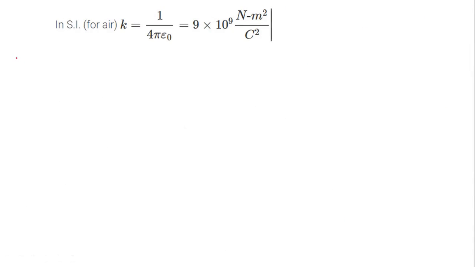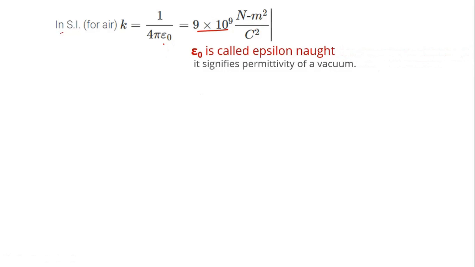In SI units, the value of K is equal to 9 into 10 to the power 9 Newton meter square per Coulomb square. Now, here is one symbol we are finding, epsilon naught. This epsilon naught signifies the permittivity of a medium. Now, this is a new word. Throughout unit 1, we will be referring to epsilon naught, epsilon, epsilon r. All these are permittivities.